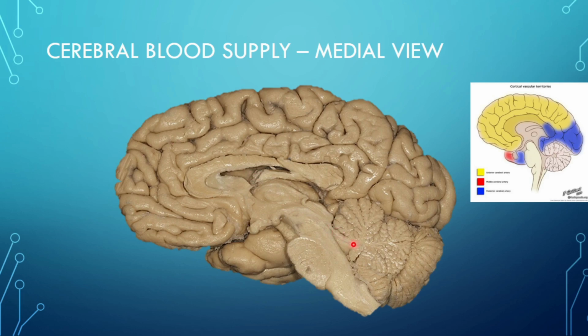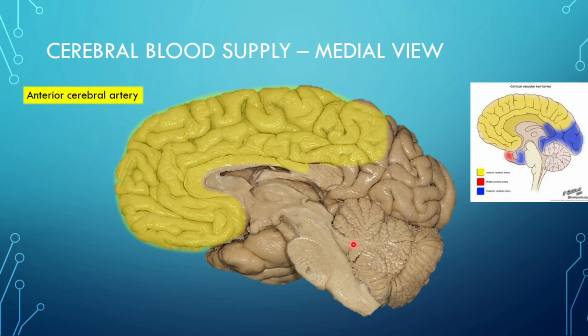So from the point of view of supply of the cerebral cortex here, the anterior cerebral artery now supplies the vast majority of the cortex within this view. So it supplies all of that frontal lobe on the medial side, all the way back to supply the majority of the medial part of the parietal lobe.